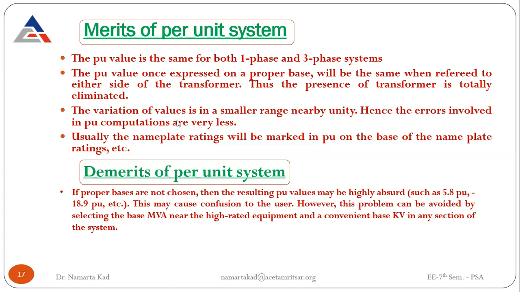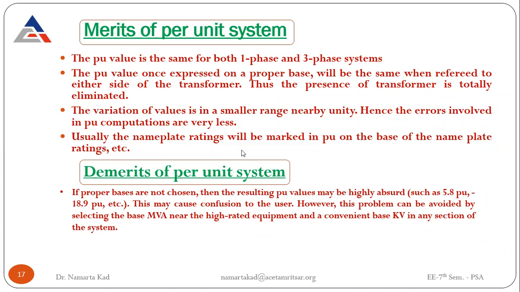Now, in our further slides, we have seen one numerical, and we observed from that numerical that the answers for the per unit values come out to be very small values, like 1 or 1.5 or 1.7 or 0.5 or 0.7. Very small values, because we have chosen the base values accordingly, and so the per unit values come out in a very small range, and so the errors are also very less.